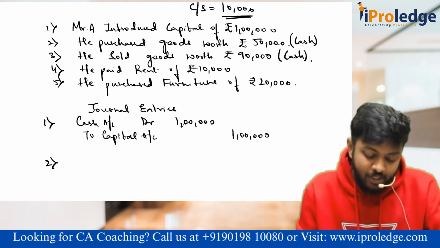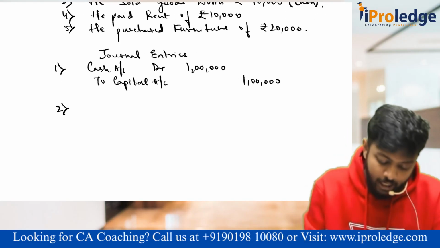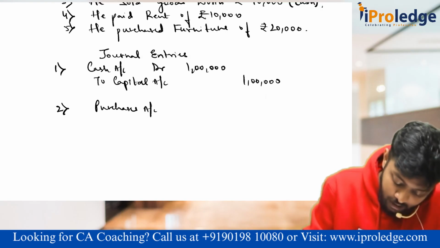Second entry. What was the second? Purchased goods worth 50,000. The moment I purchase, it is an expense, increasing, debit. So purchases account debit is how much?